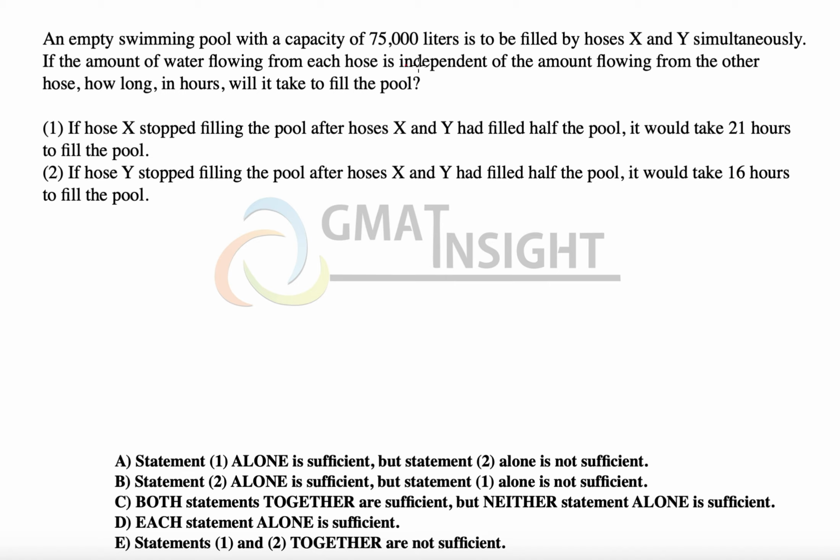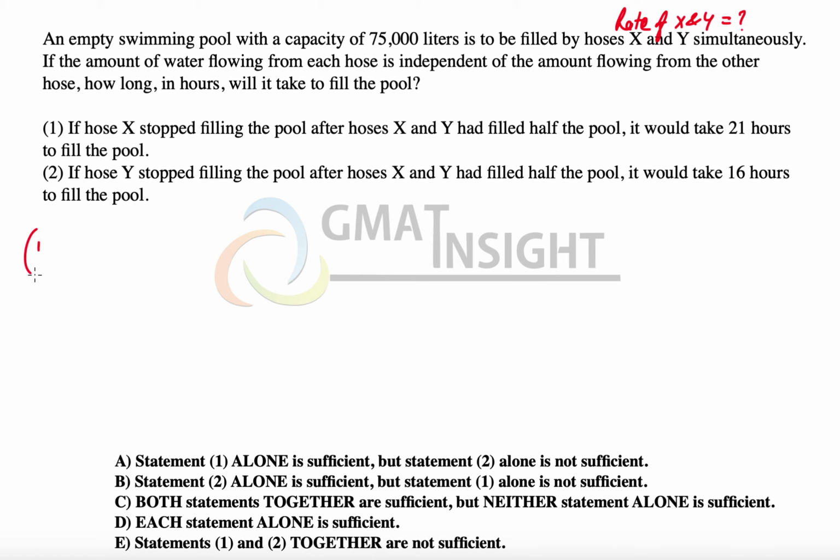An empty swimming pool with a capacity of 75,000 liters is to be filled by the hoses X and Y simultaneously, if the amount of water flowing from each hose is independent of the amount flowing from the other hose. How long, in hours, will it take to fill the pool? To answer this question, we need the rate of X and Y.